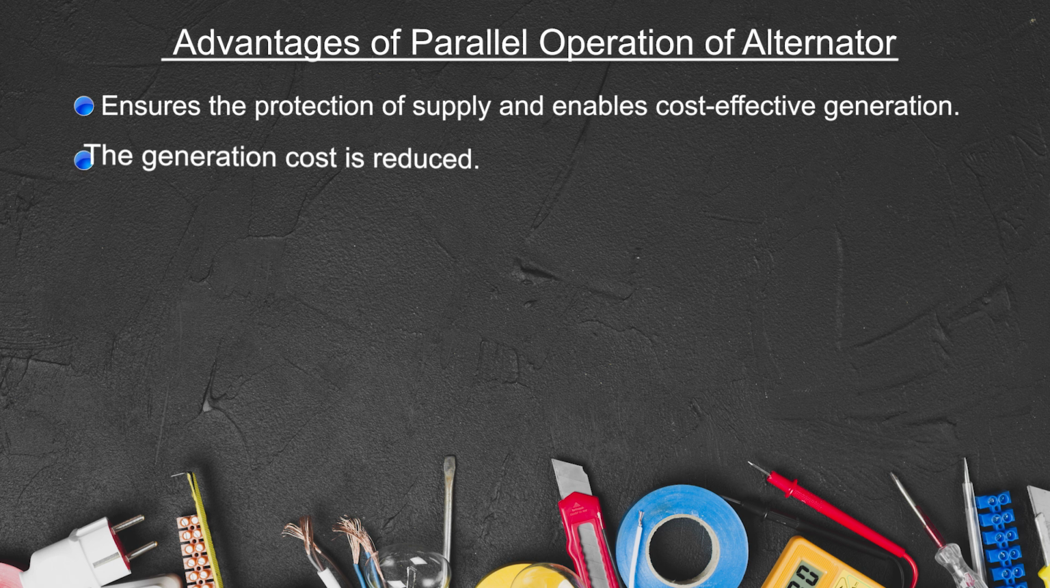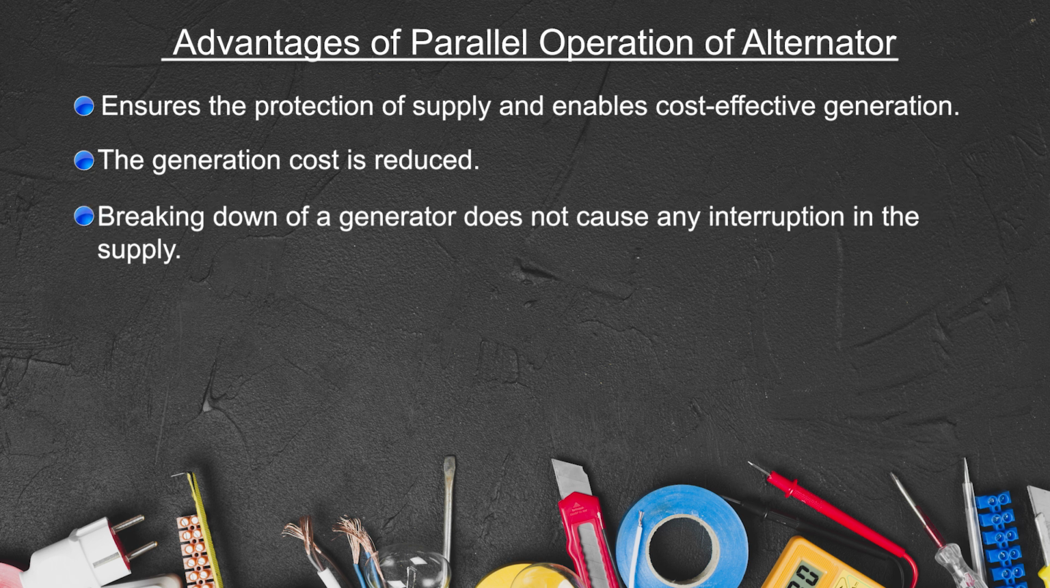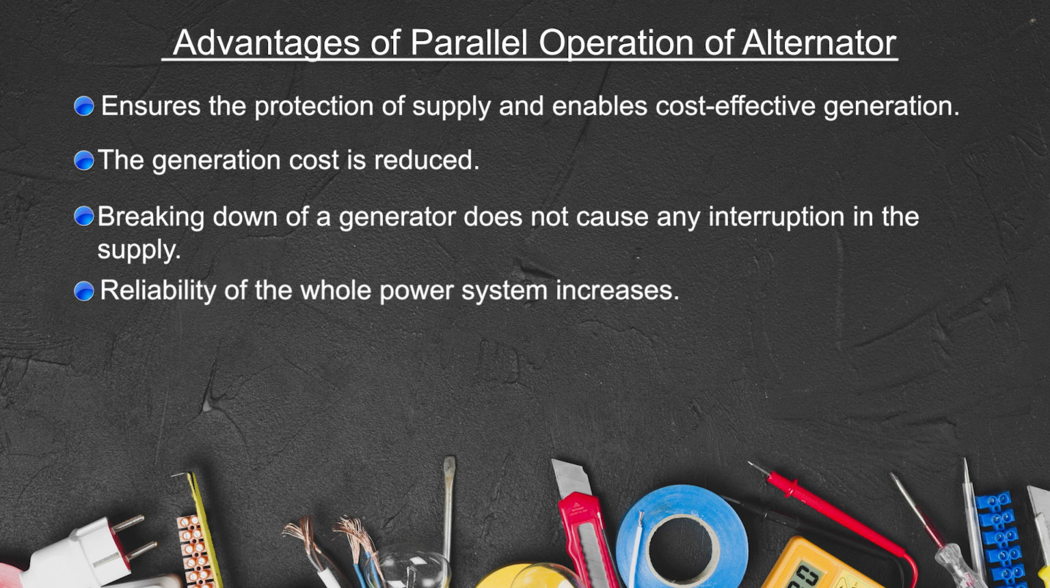That's why we have written that the generation cost is reduced. Instead of having a big single machine producing all the power, it is better to have multiple machines put in parallel. Breaking down of a generator does not cause any interruption in the supply. So this will be the major advantage when you are having many machines connected in parallel. Even if you have taken out some machines because of some fault or because of maintenance or repairing purposes, then the supply continues. So the reliability of the whole power system increases.